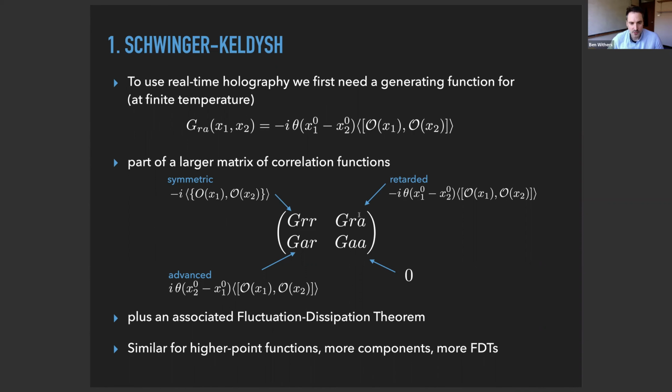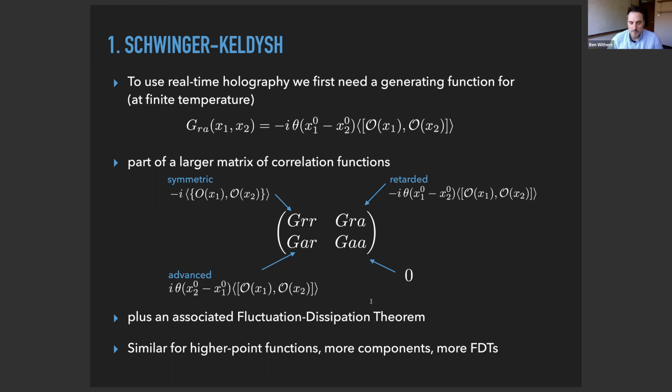These retarded and advanced pieces are related to each other essentially by time reversal or complex conjugation. And the symmetric piece is related to these retarded and advanced pieces by a fluctuation dissipation theorem. So really, in this case, there's only one independent correlation function, and the rest follow once you know it. Once you know GRA, you can write down GAR, and then you can write down GRR using fluctuation dissipation, and GAA is 0.